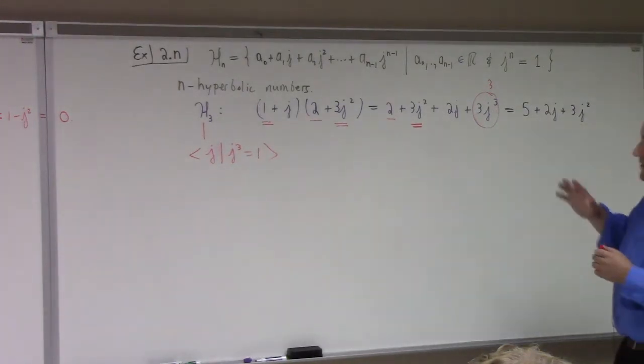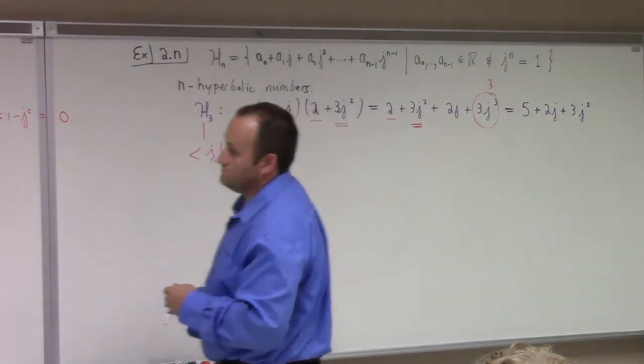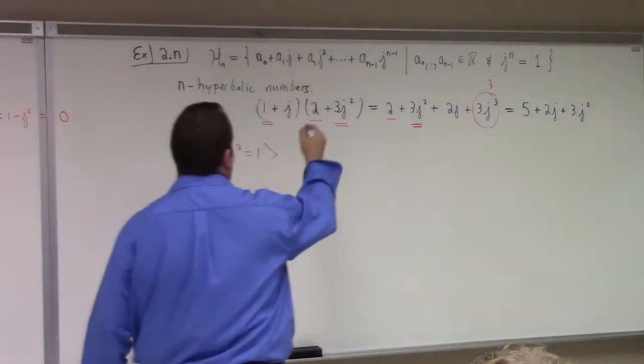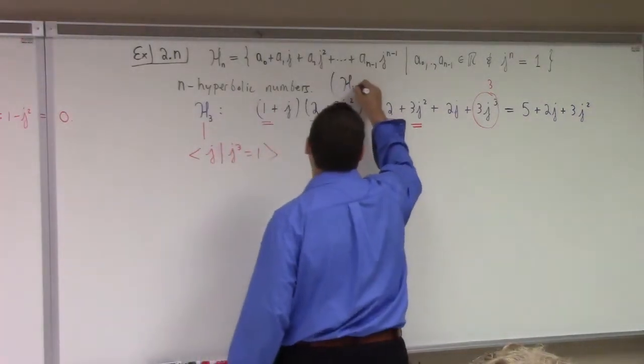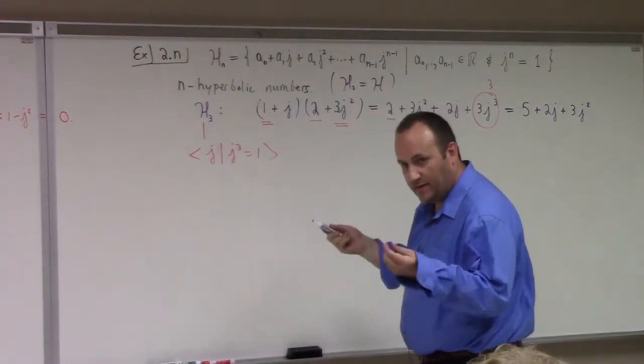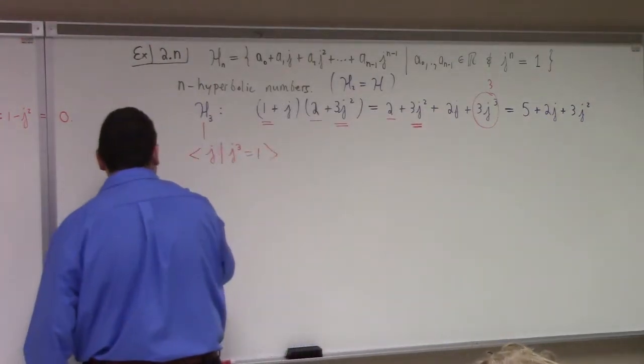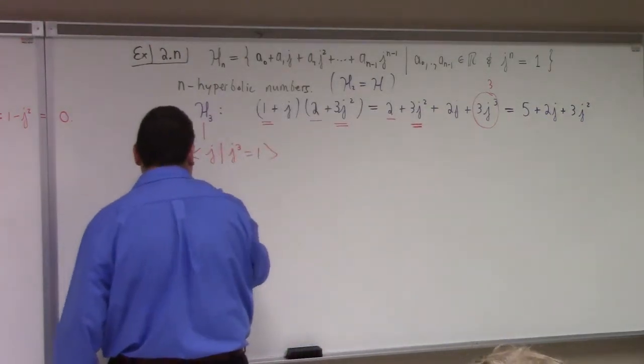All right, n hyperbolic numbers. By the way, what's H2? H2 is just H again, right? So if I just say hyperbolic numbers, I mean n equals 2. Example 3, so-called dual numbers.